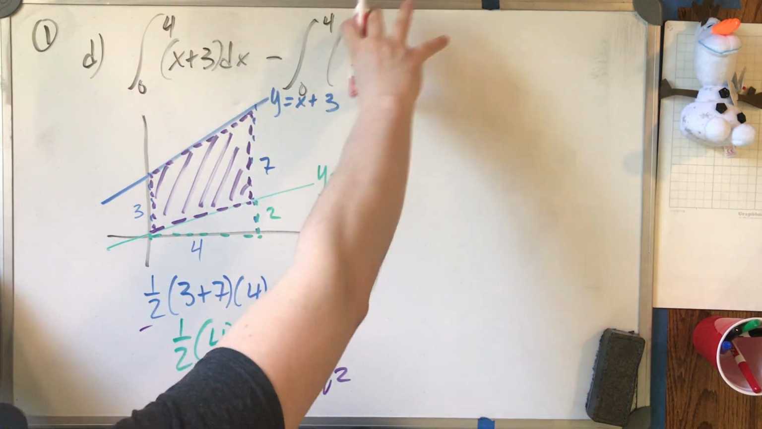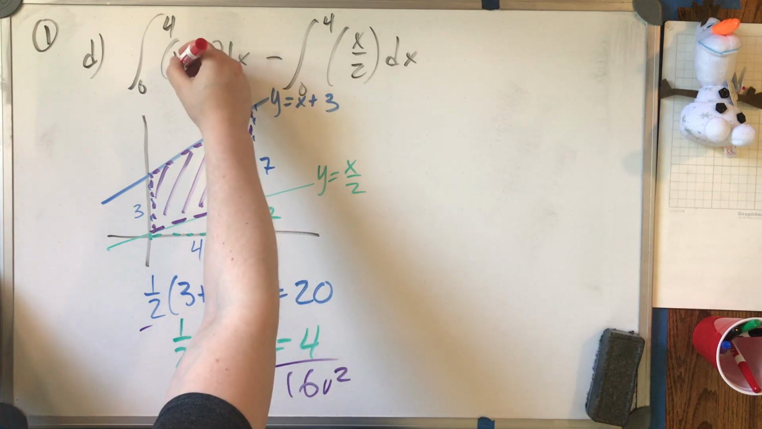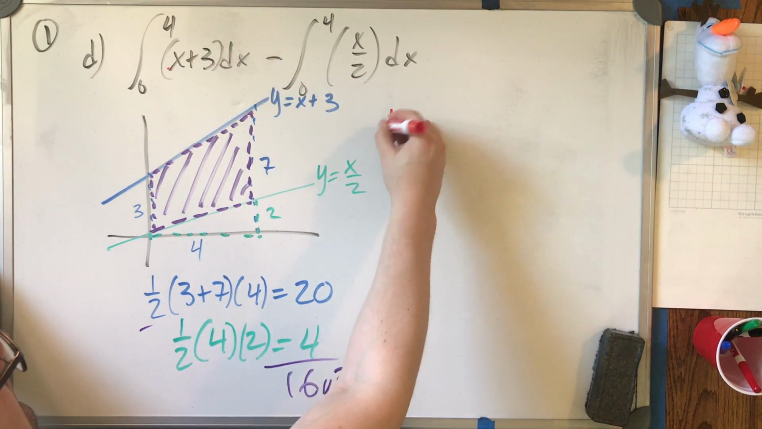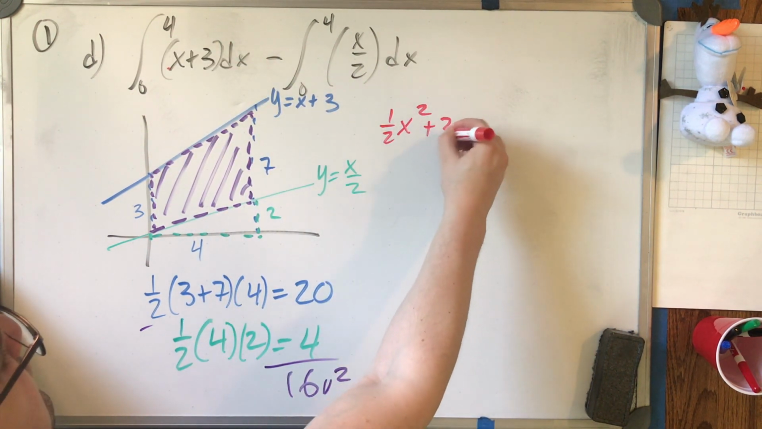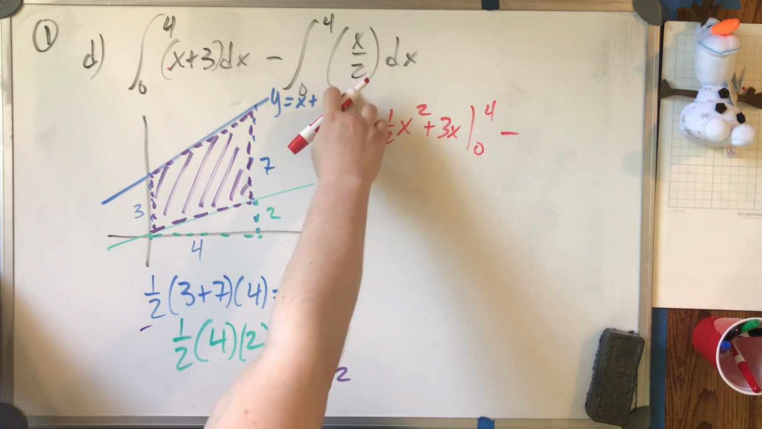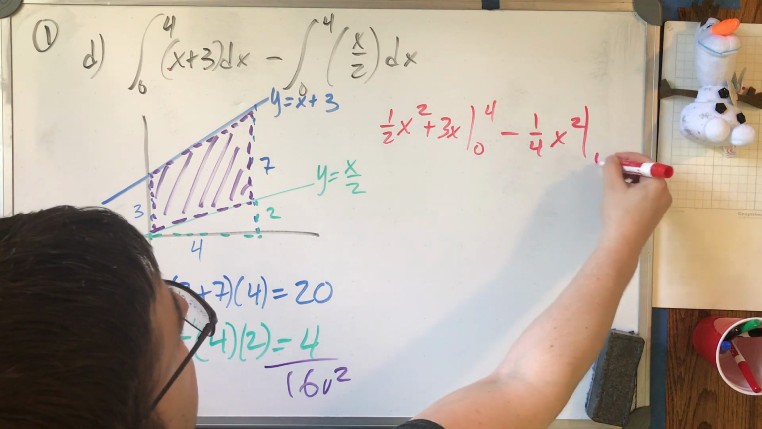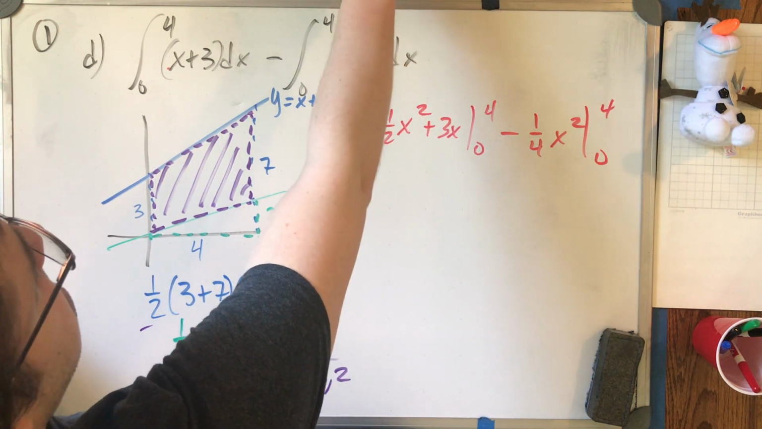We can keep each integral separate, or we can kind of smush them together. It really doesn't matter. If I keep them separate, this one over here is going to be 1/2 x squared plus 3x from 0 to 4. And then it will be minus, and then this one's going to end up as 1/4 x squared from 0 to 4.